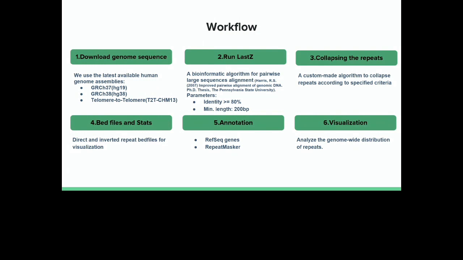So we use the latest available human genome assemblies, HG19, HG38, and telomere to telomere, T2T, and then we run LASTZ for each one of the chromosomes in the 3 assemblies to identify the repeats. And we use this set of parameters. So we look for repeats with an identity of at least 80% and a minimum length of 200 base pairs.